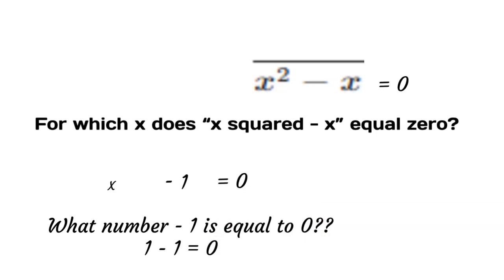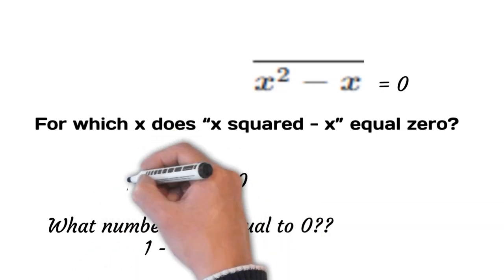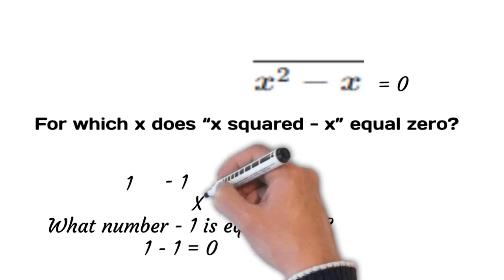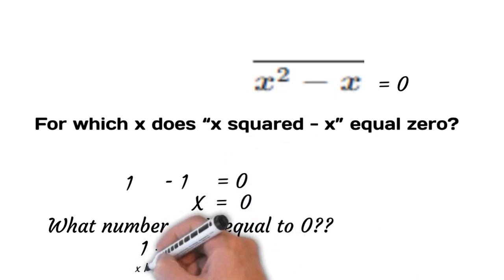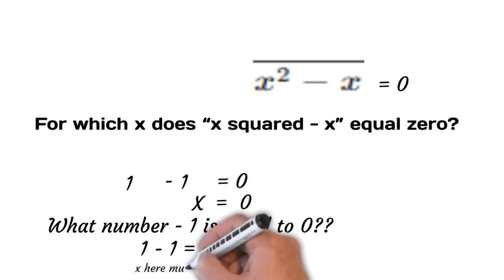If you have one pizza and you take it away, you're left with 0 pizza. The answer is 1 because 1 minus 1 equals 0. That means that this x must be 1 since it's what we are taking away to equal 0.